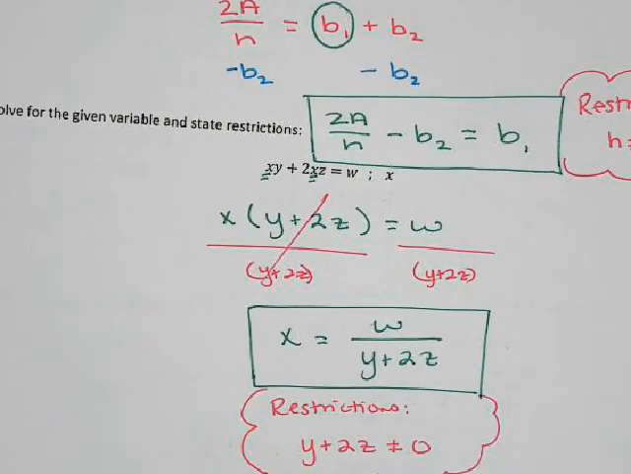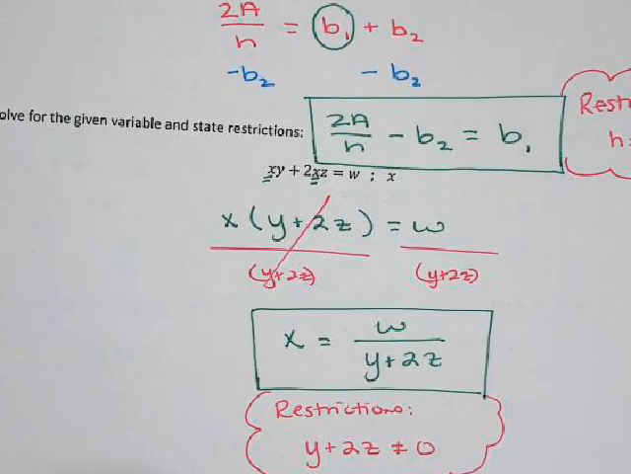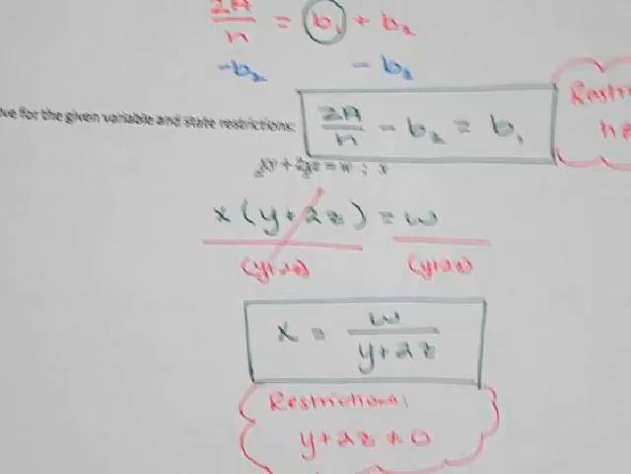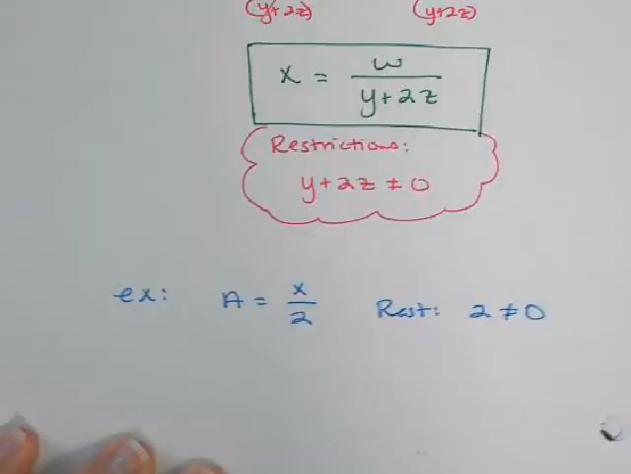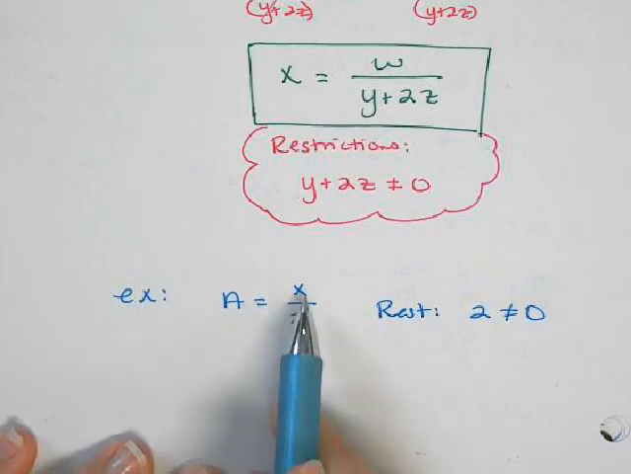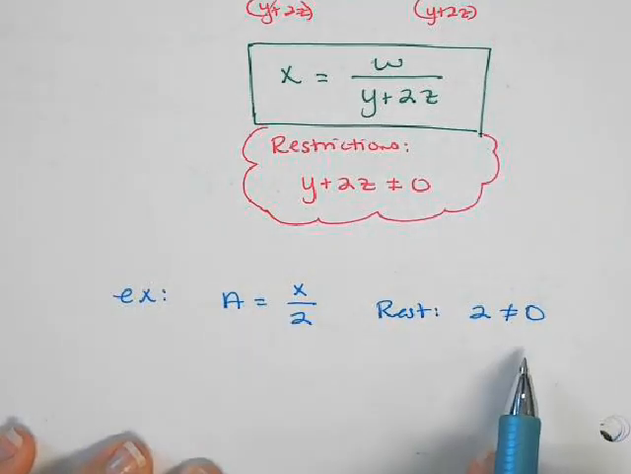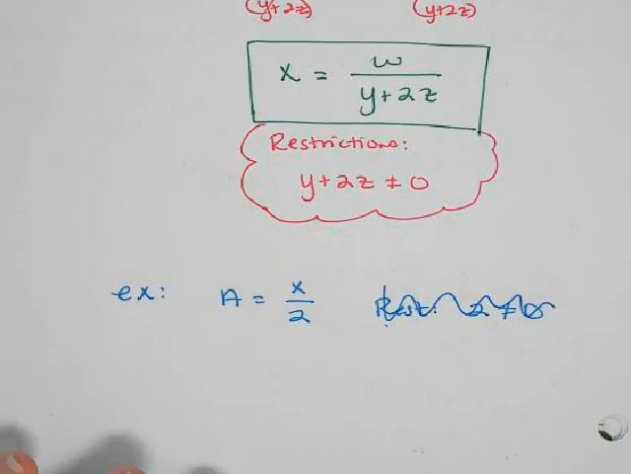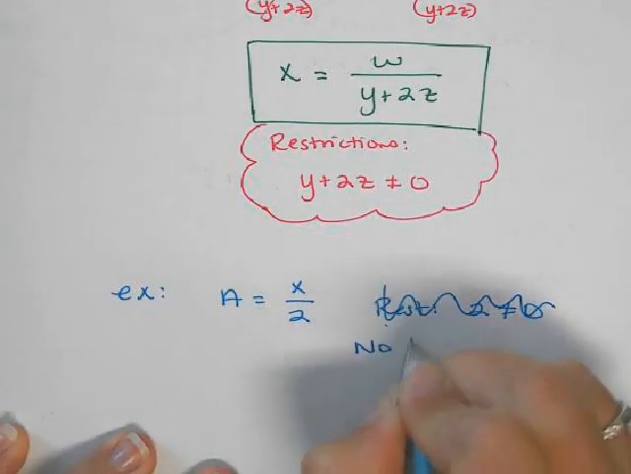Okay, I have like 2 more quick things to show you. And one is just an example of when you wouldn't need a restriction. If your final answer was a is x over 2, our restriction on that would be 2 cannot equal 0. You guys can't even see what I'm writing. So if we had a is equal to x over 2, our restriction would be 2 cannot be 0. But that's not necessary because 2 will never be 0. So there's actually no restriction on this one.